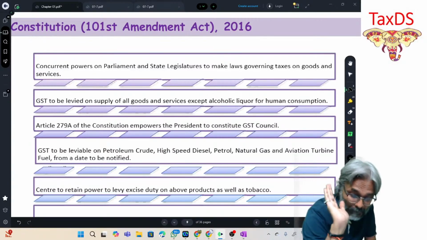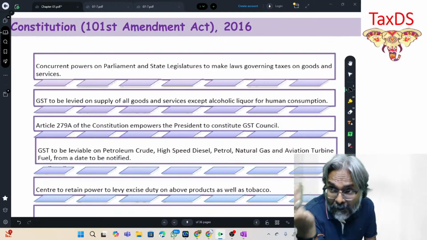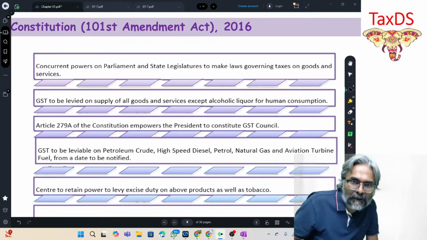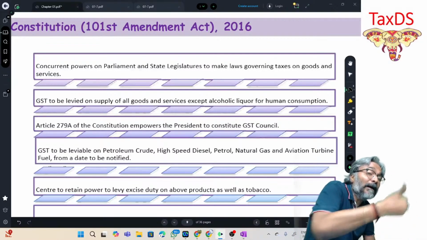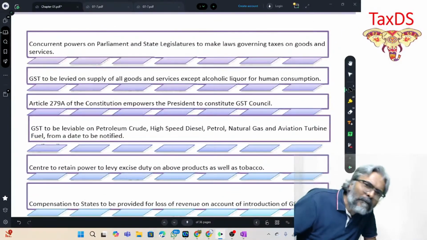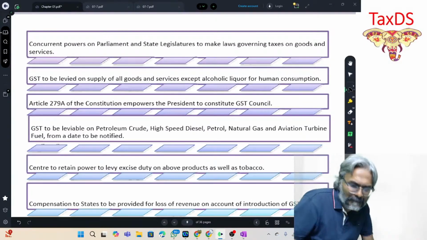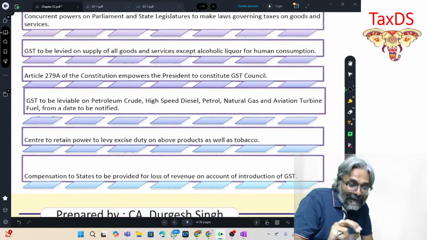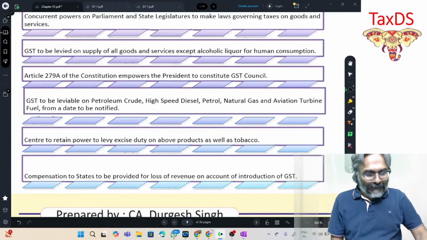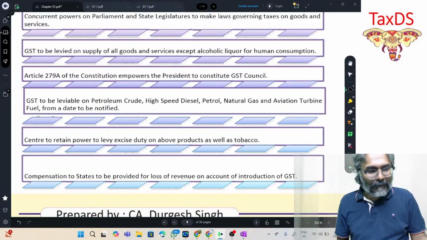Something about the GST Council, students, you should be aware of, because they do some very important things. Some very important concepts that you learn in GST law are coming because of the recommendations given by the GST Council. So what are those concepts arising because of the recommendations? That needs to be known. The next one, students, GST to be leviable on petroleum, 5 items, would be from the date to be notified. Notified by whom? By the Council. Center to retain power to levy excise duty on the above products, students. They will retain the power, and that is one of the most important parts.